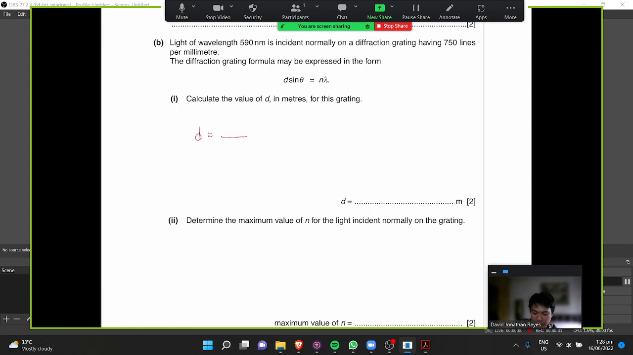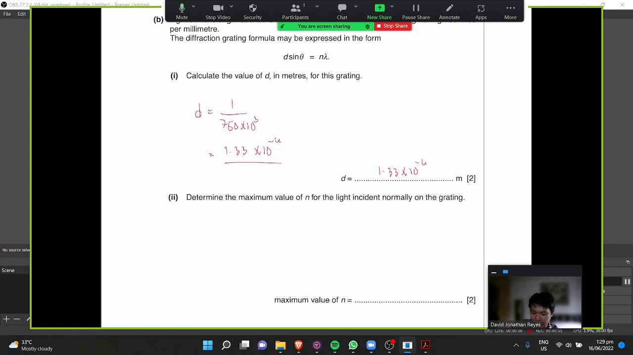d is equal to 1 over 750 times 10 to the third. Okay, that will give you 1.33 times 10 to the negative 6. So this is now going to be the value for the distance between two slits. 1.33 times 10 to the negative 6.